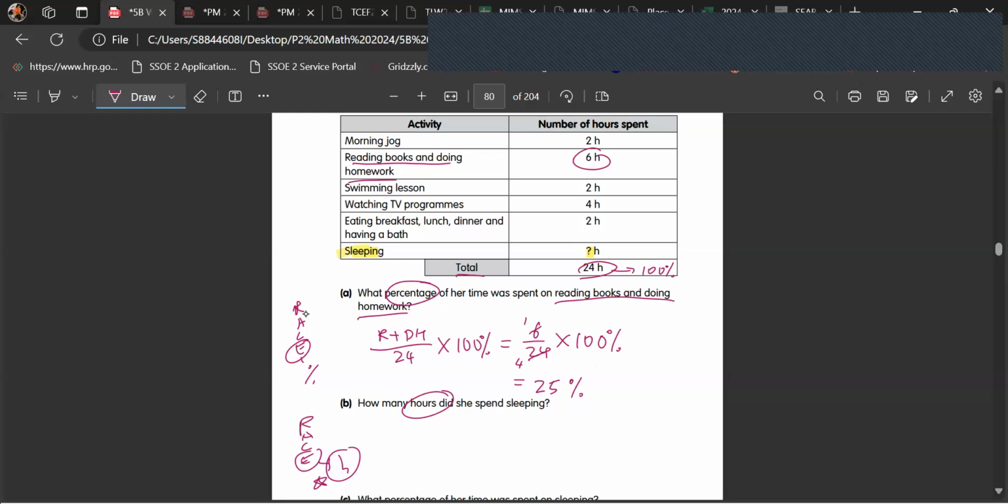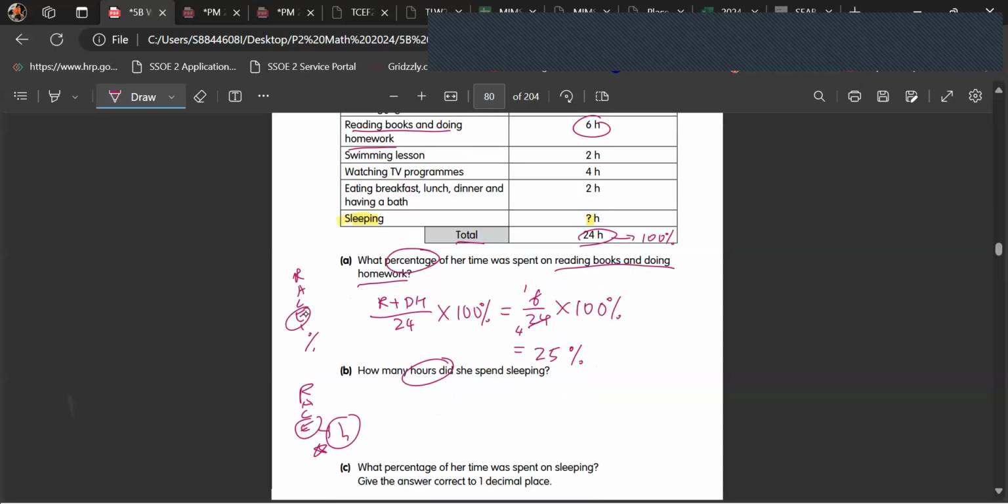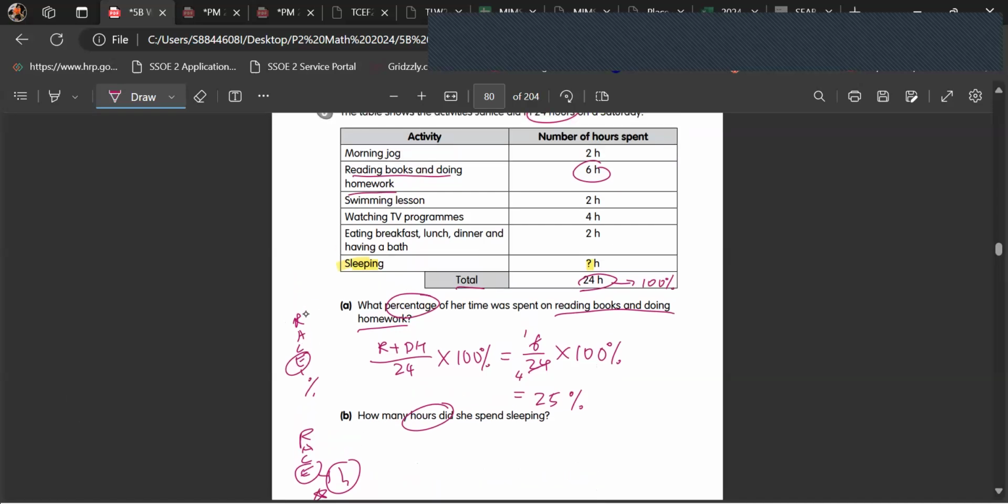Is it difficult? No lah, I think it's quite okay, correct? Just take 24 minus the rest. So I got the 24, right? It's all the time. So 24 minus 2 minus 6 minus 2 minus 4 minus 2, right? Or I can add up everything first. Add up all of this. 2 plus 6 is 12. 6 plus 4 is 10. 10 plus 4 is 14.